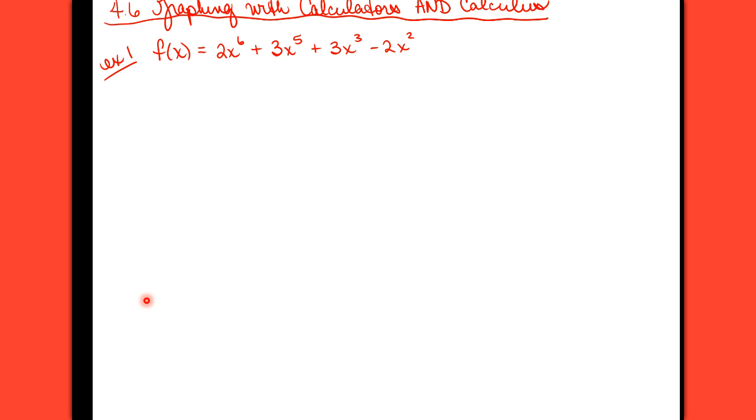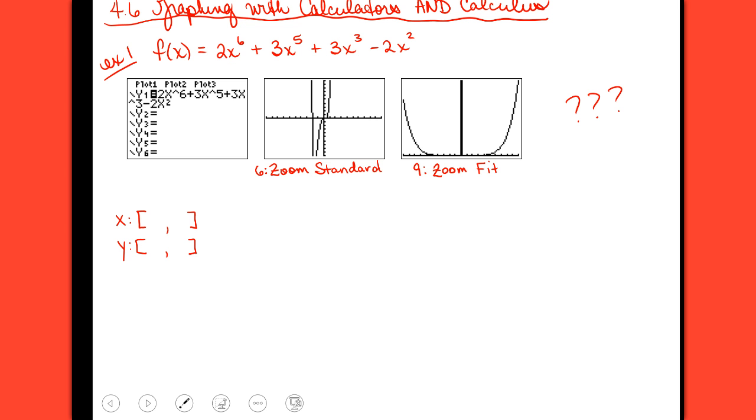All right, so for example 1, if I started with 2x to the 6th plus 3x to the 5th plus 3x cubed minus 2x squared, let's throw that into our graphing calculator. So if I go to y equals and I type in that equation, it was 2x to the 6th plus 3x to the 5th plus 3x to the 3rd minus 2x squared. And just by default, I always start with a zoom 6. That's the standard, 10s all the way around. So I would start with a zoom standard.